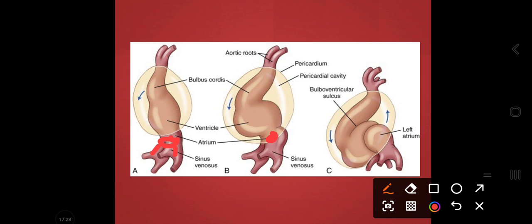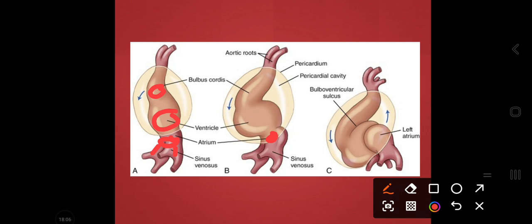The atria develop into the rough part of the right and left atrium. The ventricle develops into the left ventricle. Bulbus cordis develops into the right ventricle.